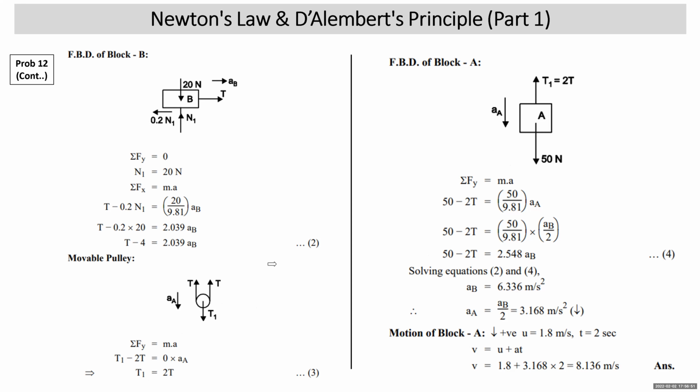Solving equation number 2 and 4, you get the acceleration of B as 6.336 meter per second square. A is AB by 2, that is 3.168 meter per second square. After getting the acceleration of block A, now we can consider the motion of block A. What he asked is to find the velocity of the block after 2 seconds. Its initial velocity is given to us as 1.8. We can take downward positive. V is equal to U plus AT. U is 1.8 plus A, 3.168 into 2, that is 8.136 meter per second.